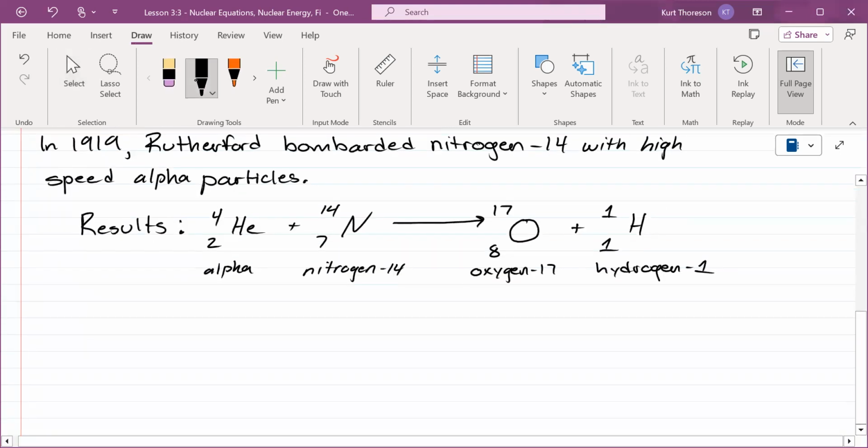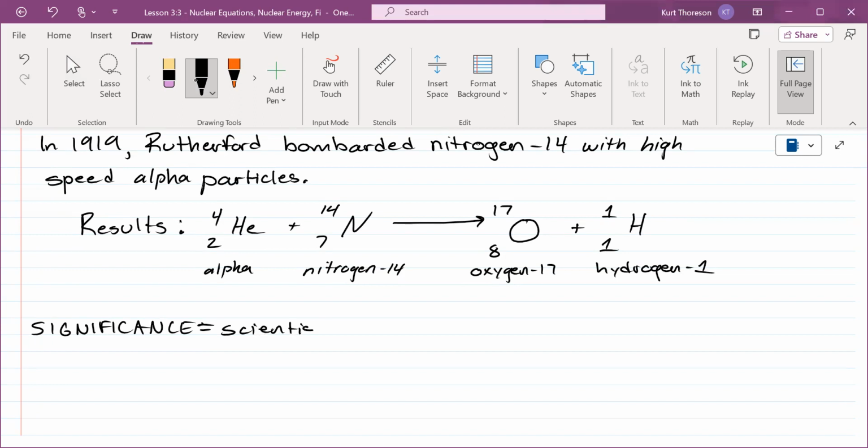The major significance in all of this. What is the big deal? The significance is this proved that scientists can create hundreds of new isotopes and even new elements on the periodic table.